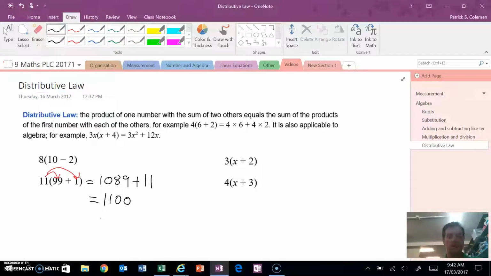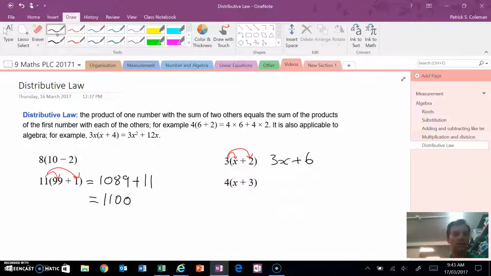When we turn to algebra though, there's nothing we can do inside the brackets here. We can't add x plus 2. So we've got to use the distributive law to get rid of our brackets. We take the term outside, which is 3, and multiply the first term inside, which is x. So 3 times x is 3x. We then take the next one, so 3 times positive 2. So 3 times 2 is 6. So we can see we've expanded the brackets here.